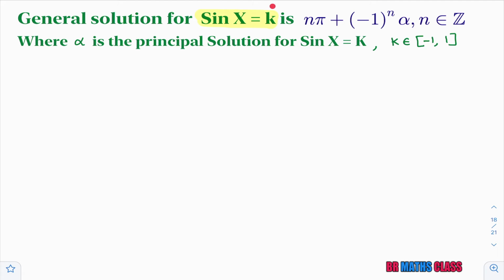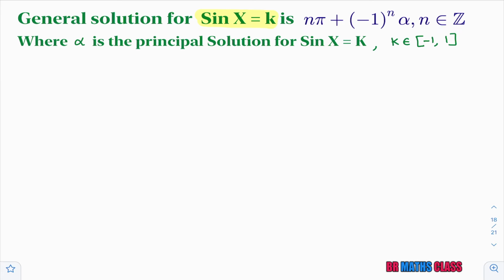Here, general solution for sin x equal to k. What is k? We know the range of sine function. Range of sine function is the closed interval minus 1 comma 1. So k must be in this interval only. Then only sin x is defined. The general solution of trigonometric equation sin x equal to k is n pi plus minus 1 whole power n into alpha, where n is an integer.